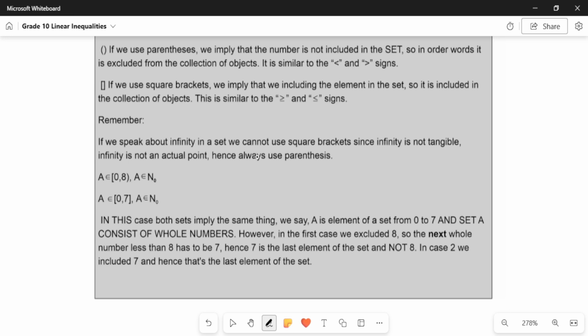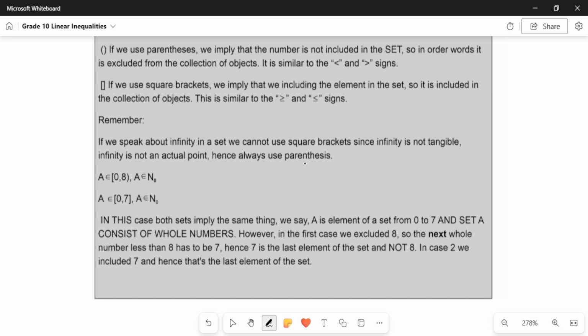Right, just one more thing to bring to your attention. Let's say we want to talk about infinity. Let's say that a set has infinity in it. Then you cannot use square brackets, since infinity is not tangible. No one has actually ever got to that actual point of infinity. We just say that it's far to the right, or negative infinity is far to the left. Hence we'll use the parenthesis.